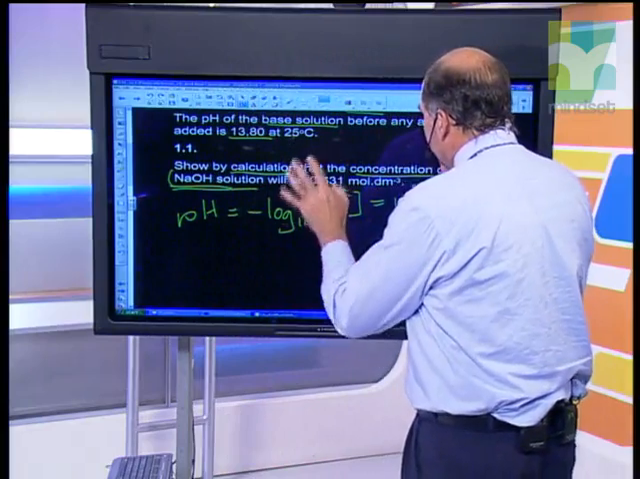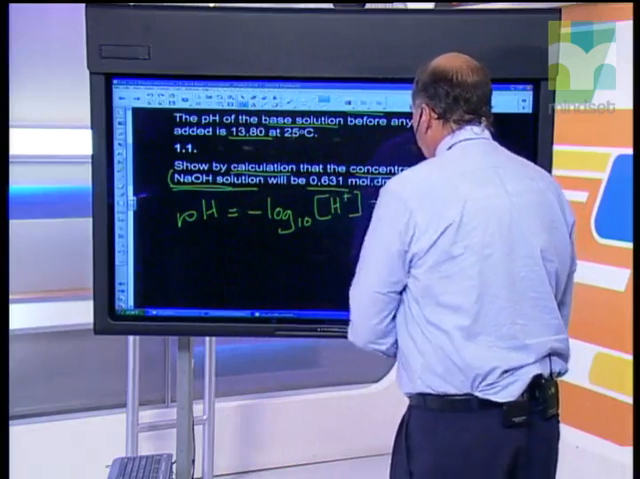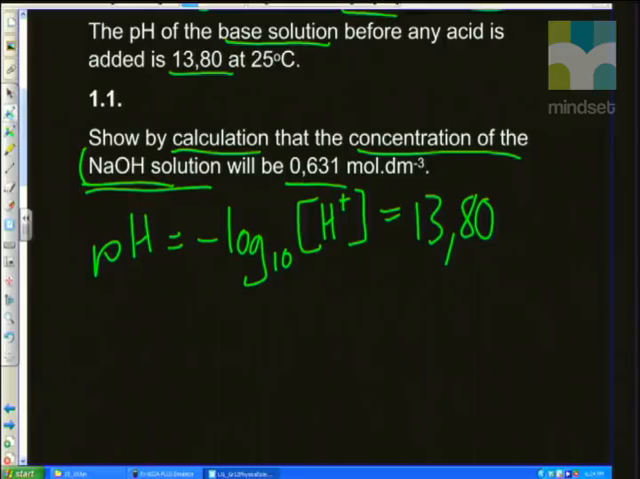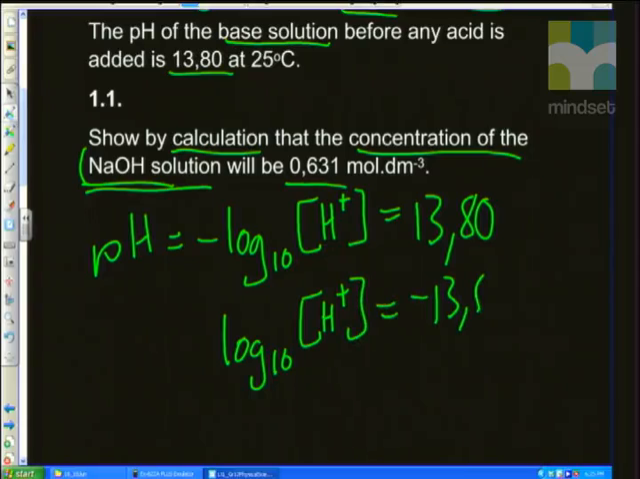So first of all, let's uncover what the hydrogen ion concentration is. So we're going to need our calculators, and we're going to need to undo this whole process. And I'm going to undo it in my head first of all. And first thing that I'm going to do is I'm going to say, I know, therefore, the log to the base 10 of the hydrogen ion concentration is equal to negative 13,80.